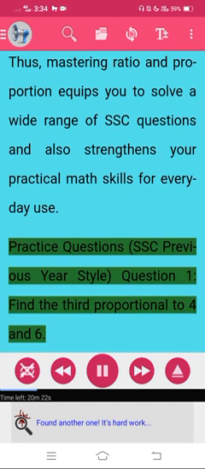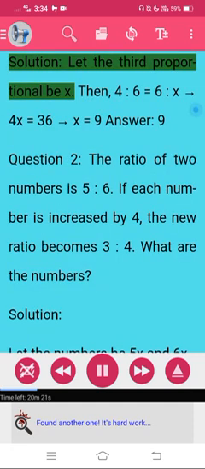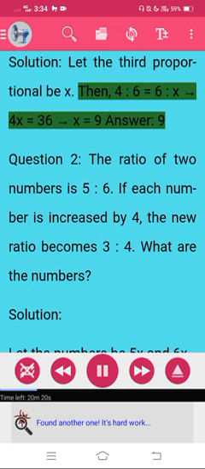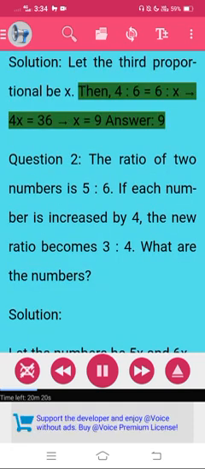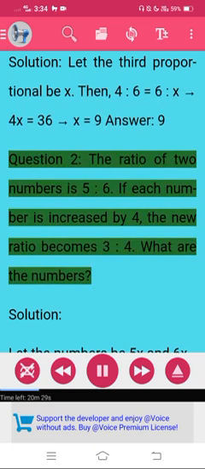Practice questions, SSC previous year style. Question 1. Find the third proportional to 4 and 6. Solution. Let the third proportional be x. Then, 4:6 equals 6:x, so 4x equals 36, so x equals 9. Answer, 9.